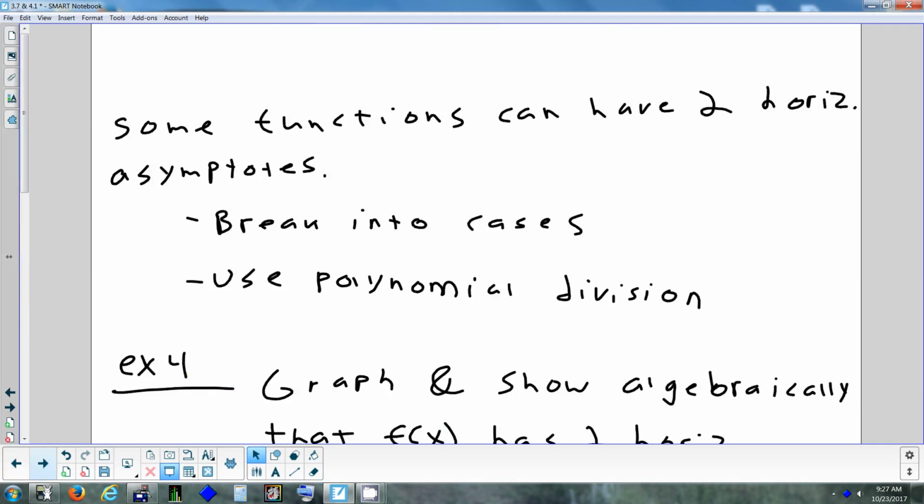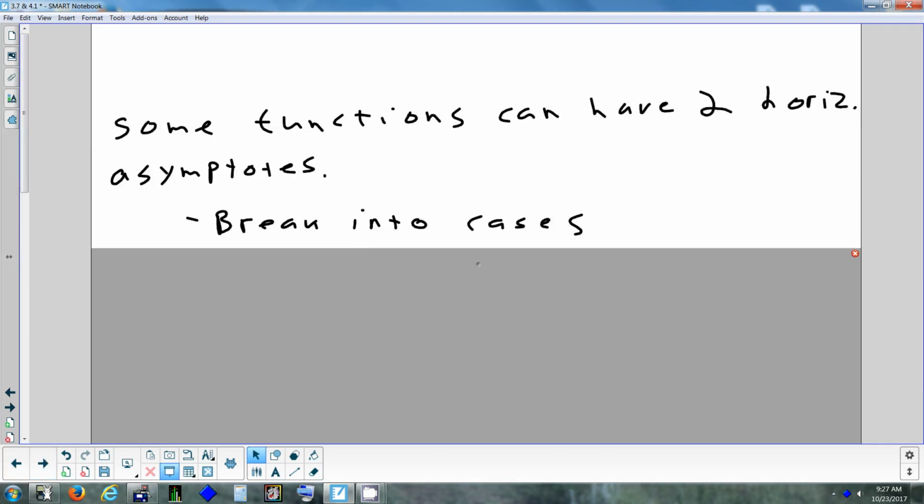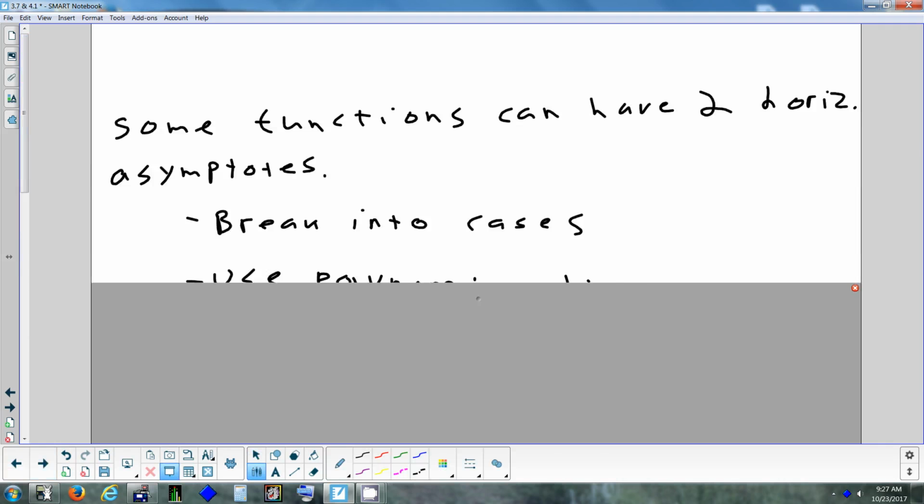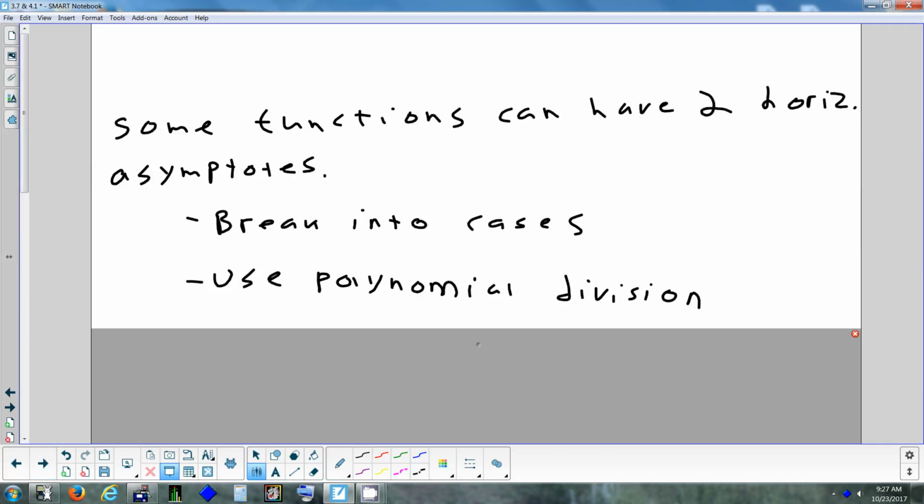Okay, so sometimes we can have a function that has two horizontal asymptotes. So we'll sketch this one and see what it looks like. And the way we're going to sketch it is we're going to break it into cases. And with each case, we will use long division. Or we could use synthetic depending on the problem. It's up to you.